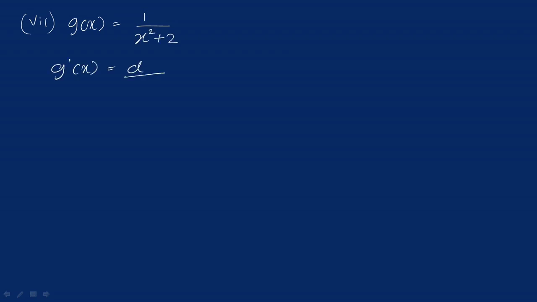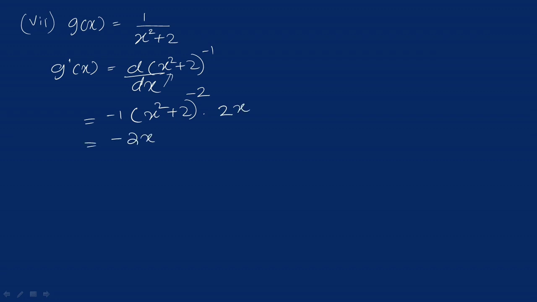1 by x square plus 2 can be written as x square plus 2 whole raised to minus 1. So, d by dx of x square plus 2 whole raised to minus 1, that is minus 1 into x square plus 2 whole raised to minus 2 into d by dx of x square, that is into 2x. So, we have g dash of x is equal to minus 2x by x square plus 2 whole square.